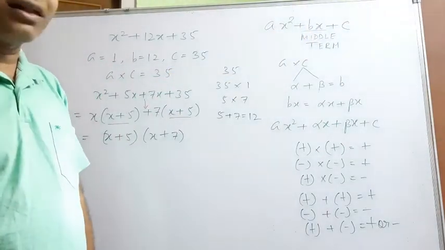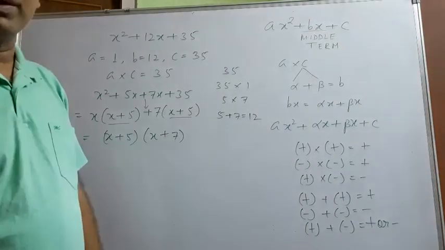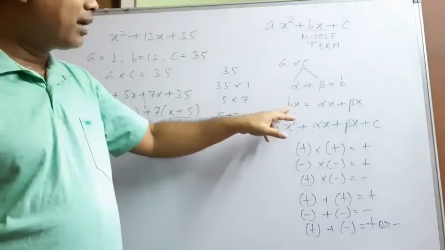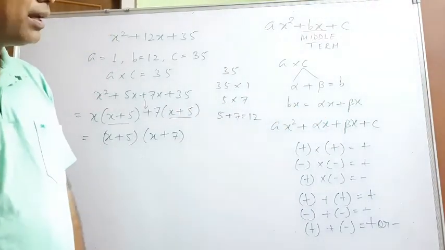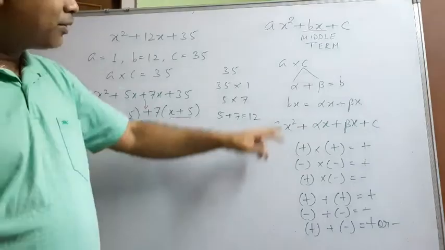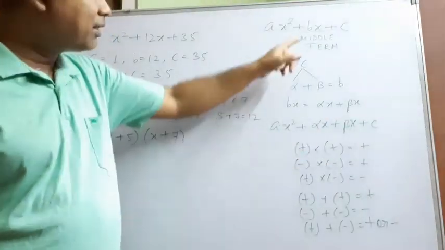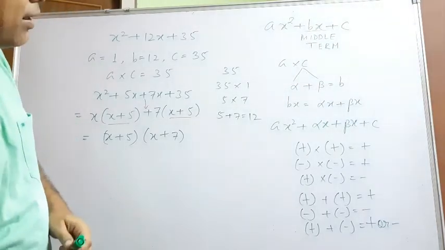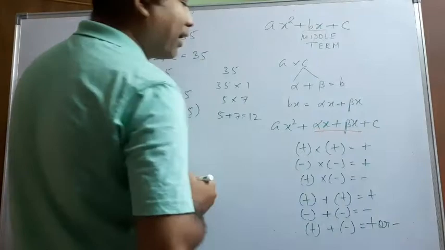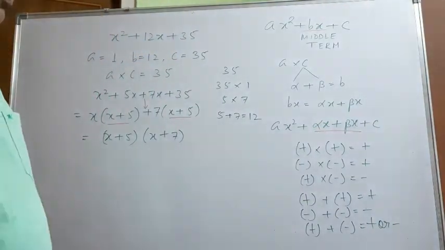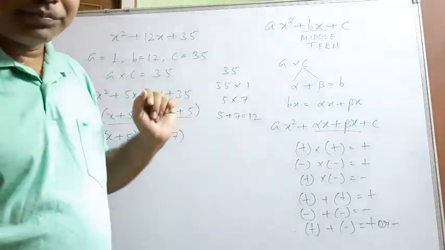Suppose the factors are alpha and beta symbolically. So if we add alpha and beta, then it should be b. So bx can be written as alpha x plus beta x, as b can be written as alpha plus beta. So now this becomes ax square plus alpha x plus beta x plus c. This bx is now alpha x plus beta x. It is split in two parts, and this is called splitting the middle term.